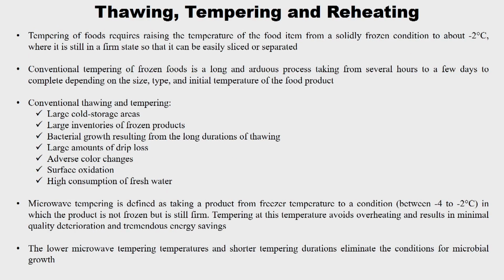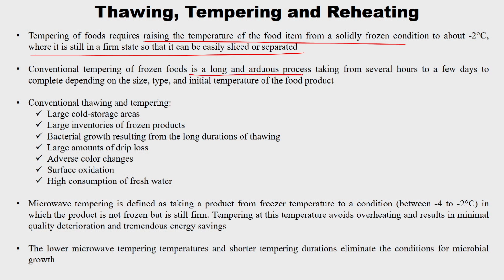Then thawing, tempering and reheating. The tempering of food requires raising the temperature of the food item from the solidly frozen condition to the state where it can be sliced and separated. When I store food in the frozen condition and take it out, what we normally do is heat it a little, or we keep it at atmospheric temperature for long hours, so that it can come to normal atmospheric temperature for further processing, slicing or separation.